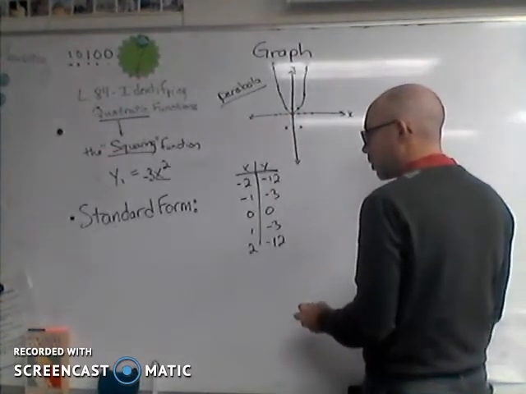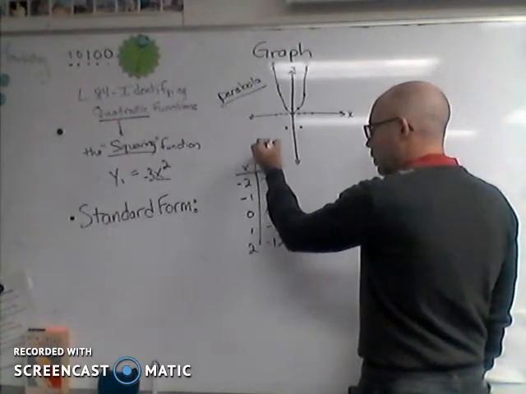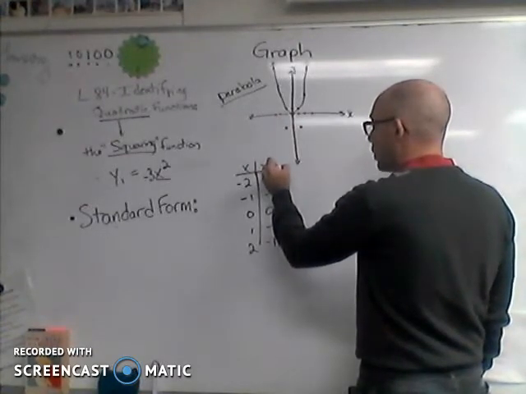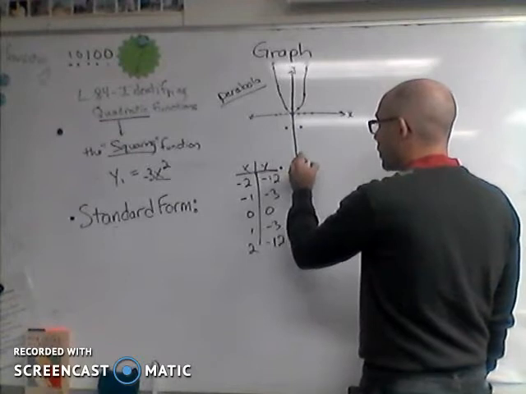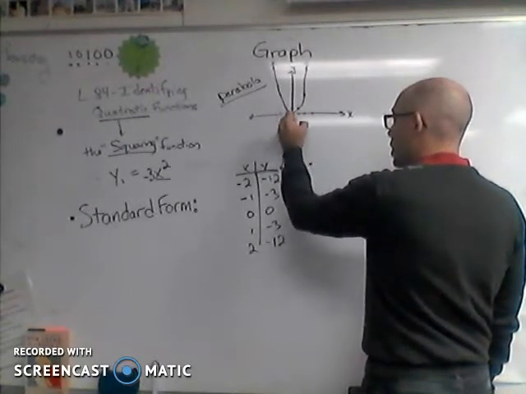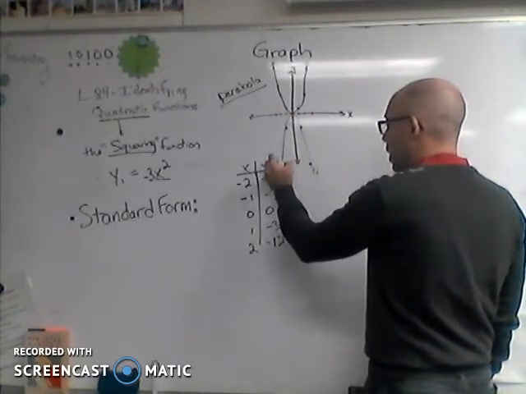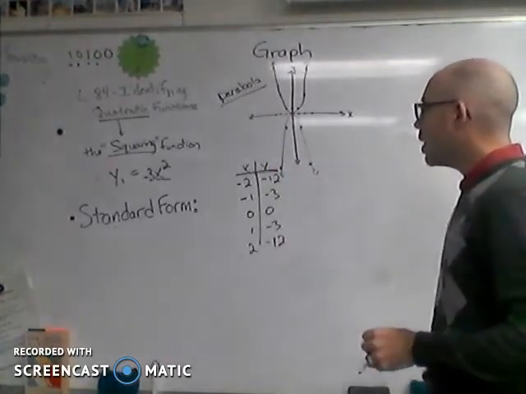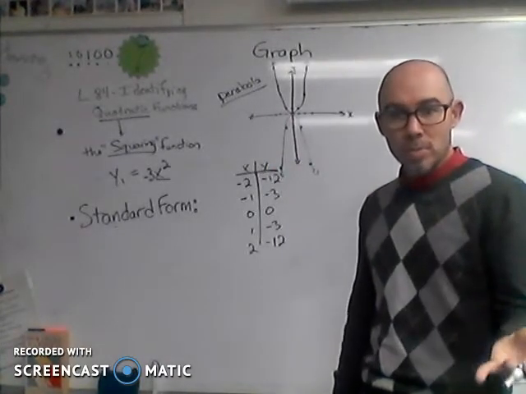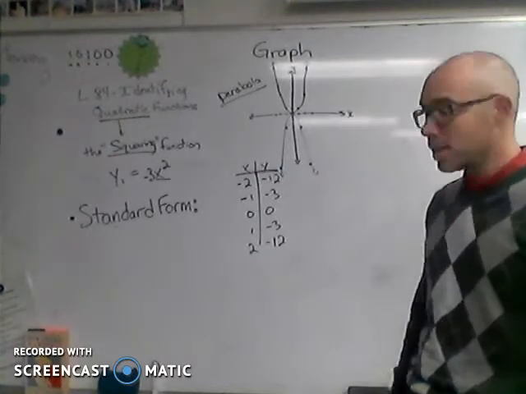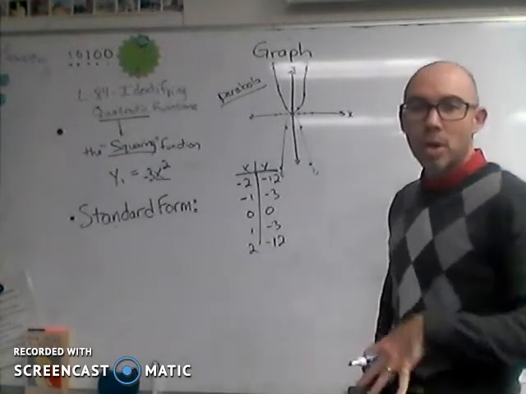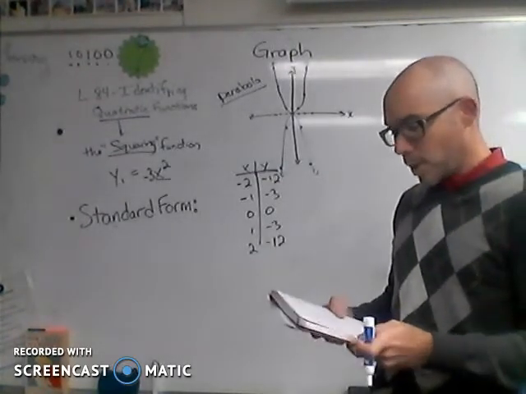So you can see the symmetry coming here. And then when we're at negative 2, we have dropped down to negative 12, which would be somewhere down here. Positive 2, the same. Connect the dots. We got ourselves an upside down parabola. But nevertheless, we've got symmetry, the same on the left side as it does on the right side. And it's curved rather than a straight line.